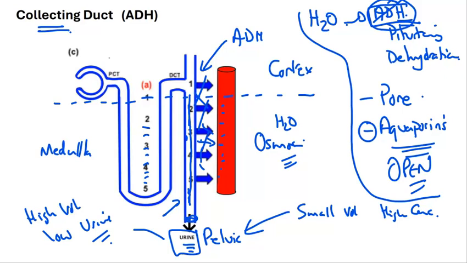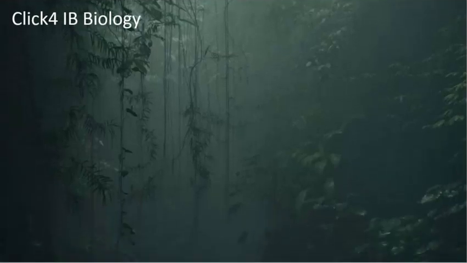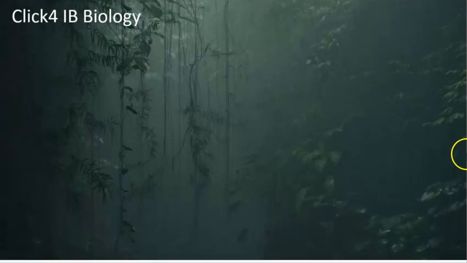What we're going to do in the next video is to take a look at some of the data relating to this and comparing the filtrate concentrations.